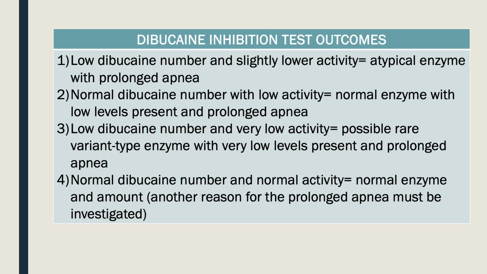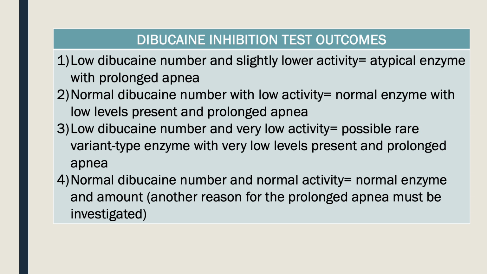Now the dibucaine inhibition test outcomes. You can have a low dibucaine number and lower activity, and this is an atypical enzyme with some prolonged apnea. You can have a normal dibucaine number, but low enzyme activity. And this will suggest that while the enzyme is typical in form, there's lower levels of it. And this can still result in prolonged apnea due to the insufficient enzyme quantity.